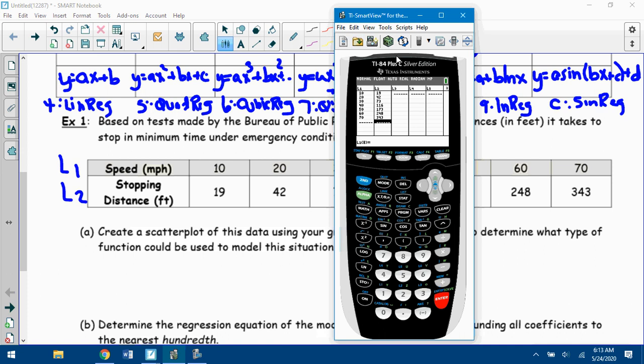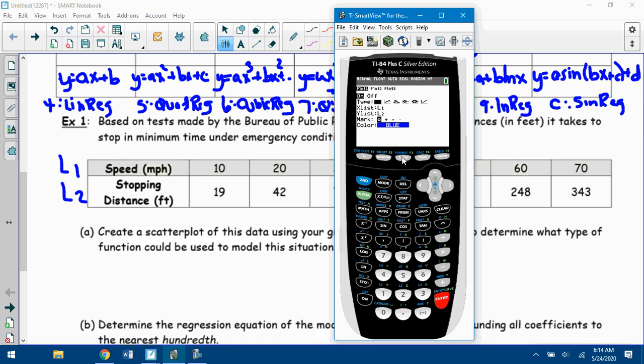All right, so we need to turn stat plots on. You remember how to do that? Go to second y equals. Make plot 1 go to on instead of off. And we might have the bar graph or the histogram selected. Make sure you select scatter plot again. That one.